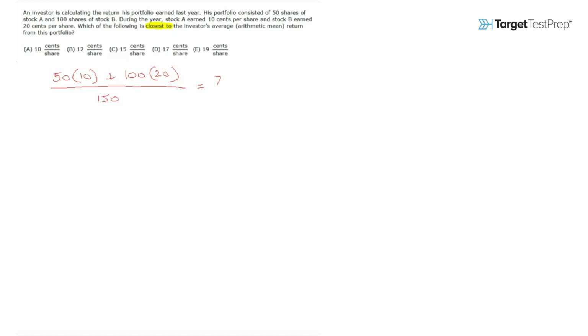So right away, we see that we have more of the 20-cent stock than we do of the 10-cent stock, because there's 100 shares versus 50. So right away, the weighted average is going to tip towards 20 cents. Doesn't mean it's going to be 20 cents per share, of course, but it's going to be closer to it. 15, of course, would make it so that we had an equal number of 20-cent shares and 10-cent shares.